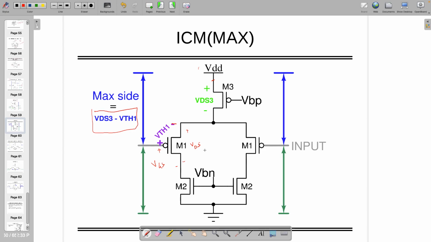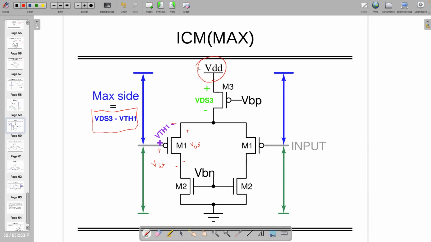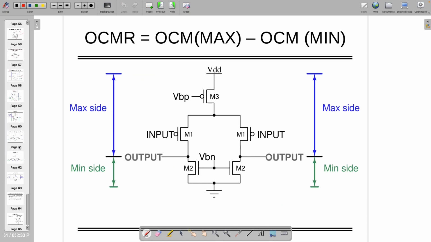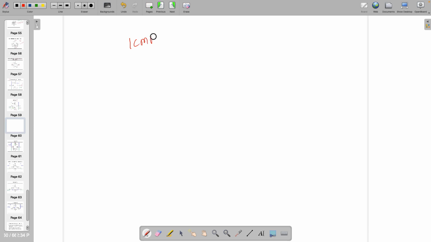However, when we looked at the minimum side, this side was 0 volt. Whereas in this case, it's not 0 volt, it's VDD. So you have to subtract this value from VDD. That will make the max side. So we know the input common mode min side and max side. So ICMR, if somebody is asking me, then ICM max minus ICM min is going to give me the ICMR.